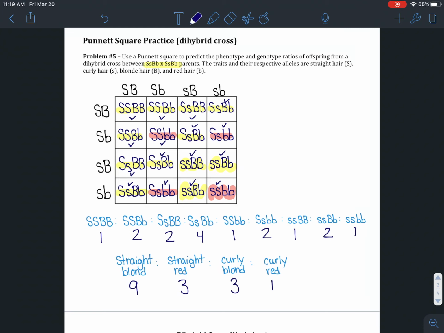So if we look at what looks like a complicated dihybrid cross, we just can remember that the dominant trait will occur 9 times for the phenotype, the dominant recessive trait will happen 3 times, the recessive dominant trait will happen 3 times, and then the recessive recessive will happen 1 time. That 9 to 3 to 3 to 1 ratio will happen all of the time.